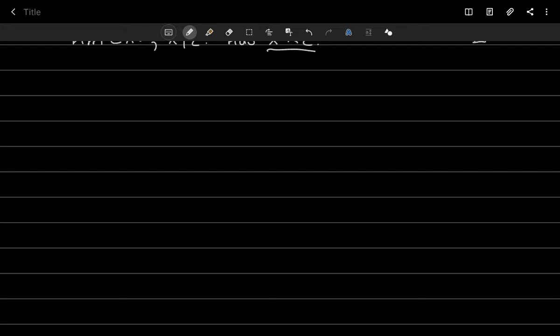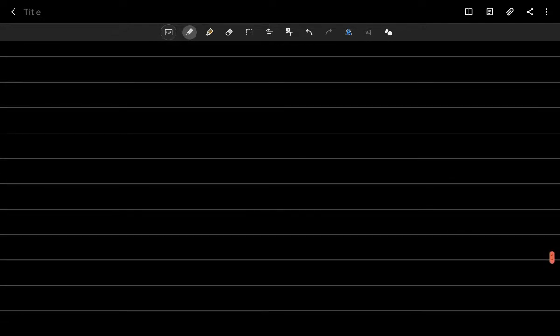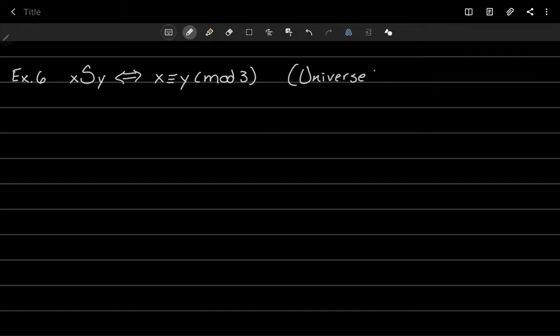Okay, so this next one, example 6, I believe, we are going to say x S y if and only if x is congruent to y mod 3. And I need to give us a universe. Let's say we're in Z squared. Okay. All right. So we're just dealing with integers.